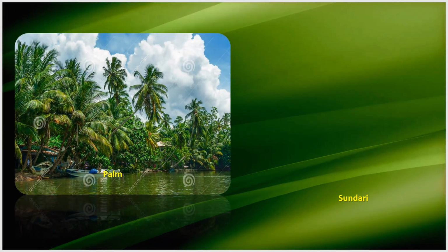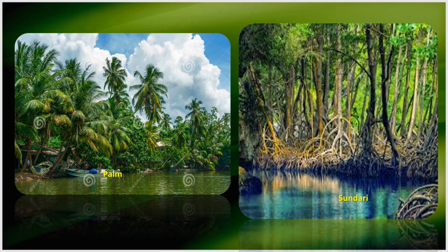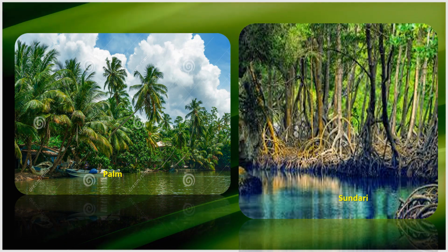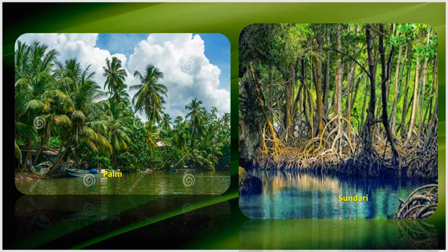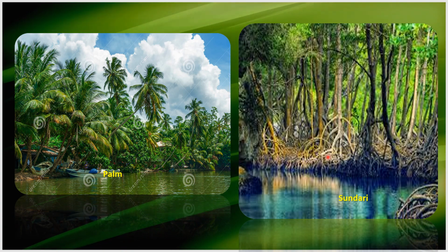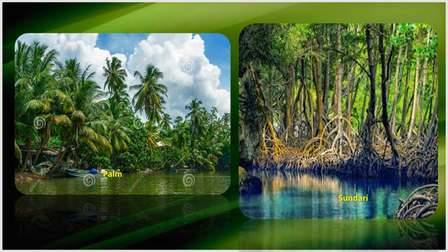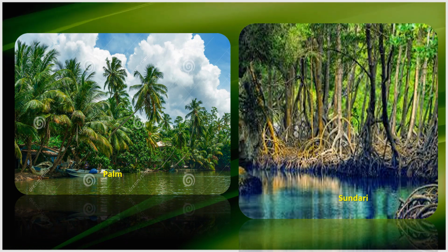Some of the trees that are found in the coastal forest are the palm trees and the Sundari tree. The Sundari, found in the Sundarbans, is also a type of mangrove. Now if you see this, the wood of the mangrove is oily, light and durable. The roots of these plants grow out of the soil so that these plants can breathe, because they're completely submerged inside the water.